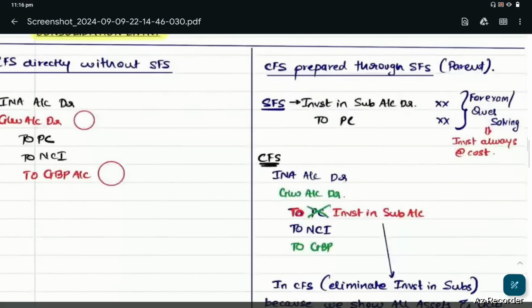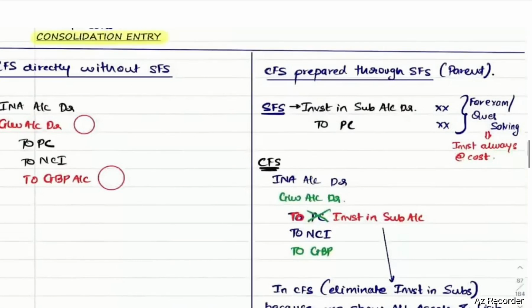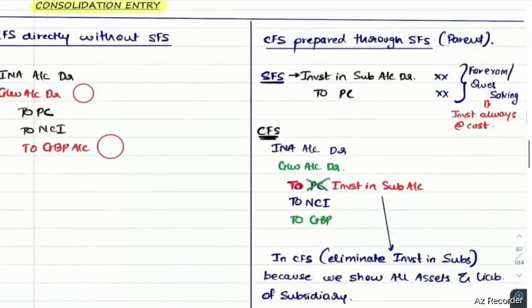In CFS, consolidated financial statements, the consolidation entry will be identifiable net assets account debit to investment in subsidiary, to non-controlling interest, to gain from bargain purchase or goodwill. Goodwill will be debited or gain from bargain purchase will be credited. In consolidated financial statements, eliminate investment in subsidiary because we show all assets and liabilities of subsidiary in CFS.